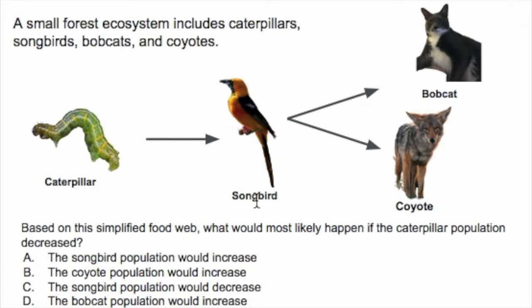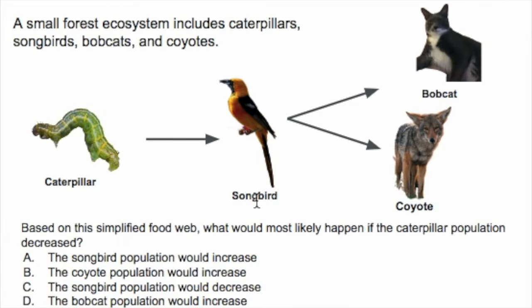So what about C? The songbird population would decrease. Well, we've already said that if the songbirds eat the caterpillars and there are fewer caterpillars, songbirds don't get as much food. So some of the songbirds aren't going to find food and, tragically, they're not going to make it. They're going to die. And so therefore the songbird population would decrease.